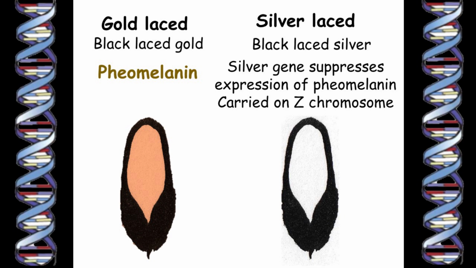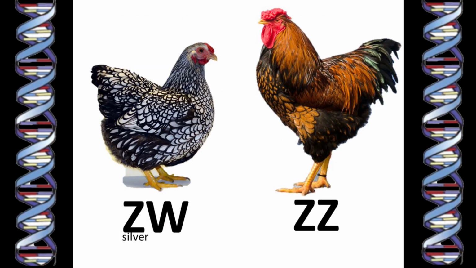In a silver-laced Wyandotte, the gold ground colour has been covered up by the silver gene. We mentioned the silver gene in my video about sex-linked crosses because the silver gene is carried on the Z chromosome. So, doesn't that give us a wonderful idea? Let's cross a gold-laced Wyandotte with a silver-laced Wyandotte. And if we do it the right way round, we'll get colour-coded chicks. Do you remember which way round it has to be?